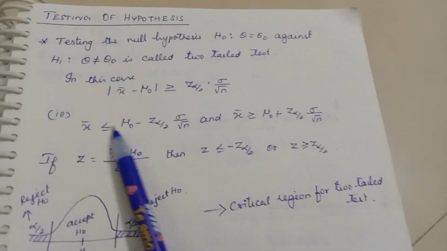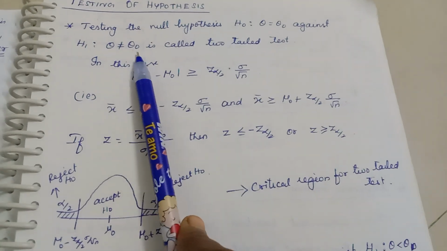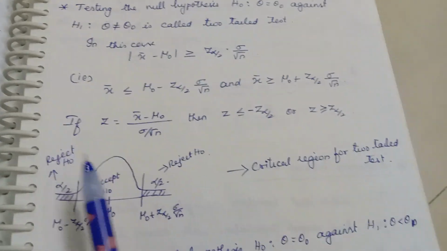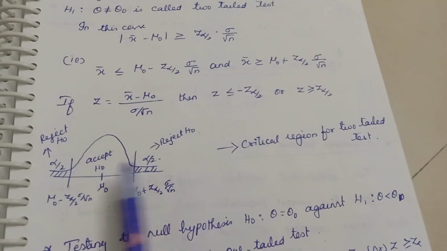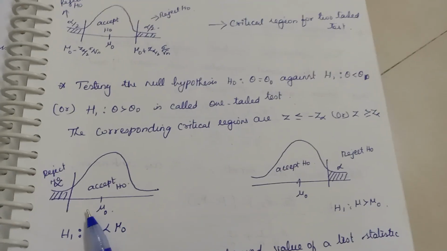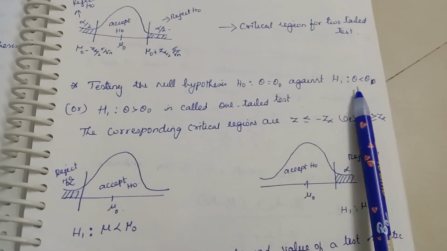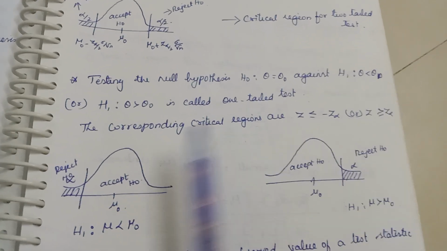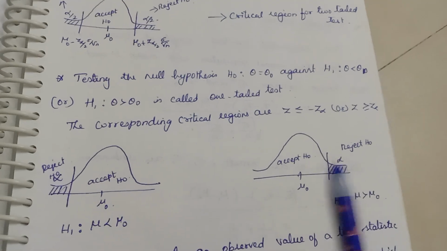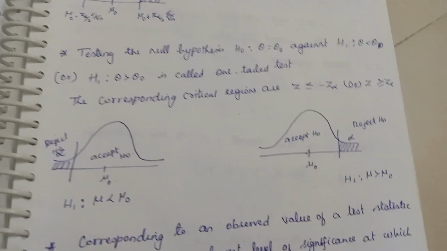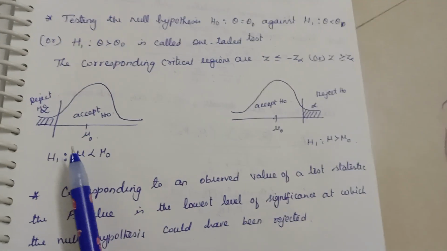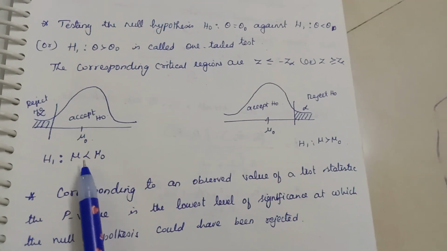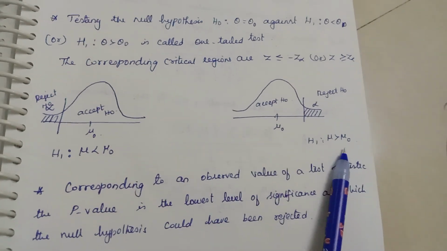See, previously the alternate hypothesis we assumed was theta not equal to theta naught. In that case, theta may be either less than theta naught or greater than theta naught, so both left and right sides will come. Here we have assumed the alternate hypothesis as either theta less than theta naught, meaning this side, or greater than theta naught, meaning this side. This is called a one-tailed test. Okay, so the corresponding pictures are given here.